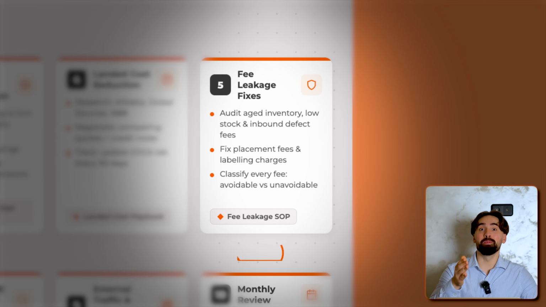Step 5 is to look at every fee and try to optimize it. Amazon charges dozens of different fee types, and most of the sellers never audit them. Some of these fees are completely avoidable. You're just paying them because it's very hard to see them and nobody told you that they exist.